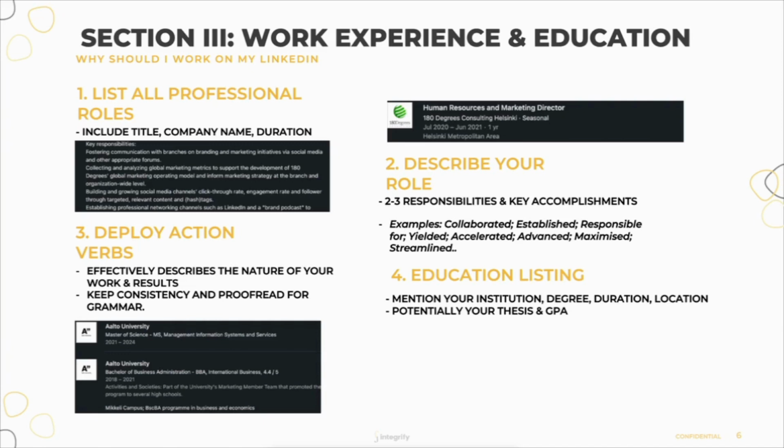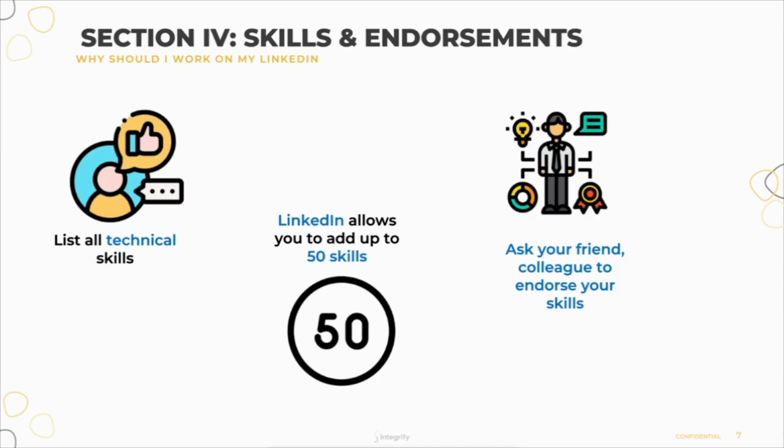Section 3 is work experience and education. So listing all the professional roles, describing your role, deploying action verbs, and education listing can be important. We will see soon why that is certainly important to have. It builds credibility, and you want to make sure that all the information is listed clearly and corresponds to your resume as well. That's why it's very important to have it on your LinkedIn also.